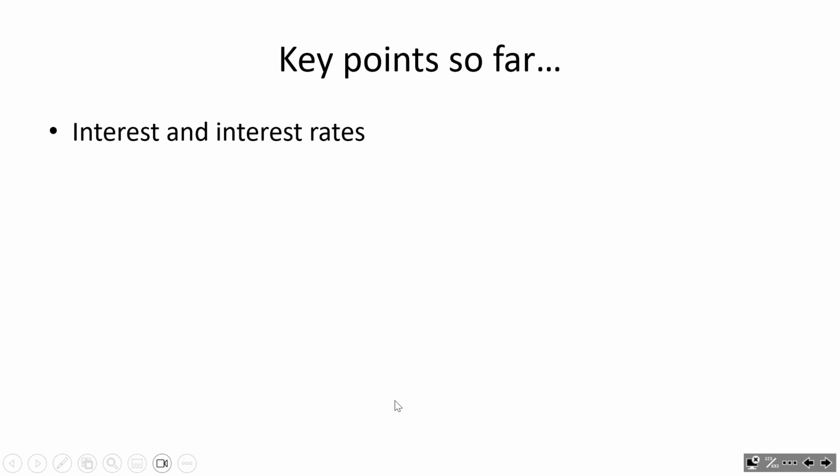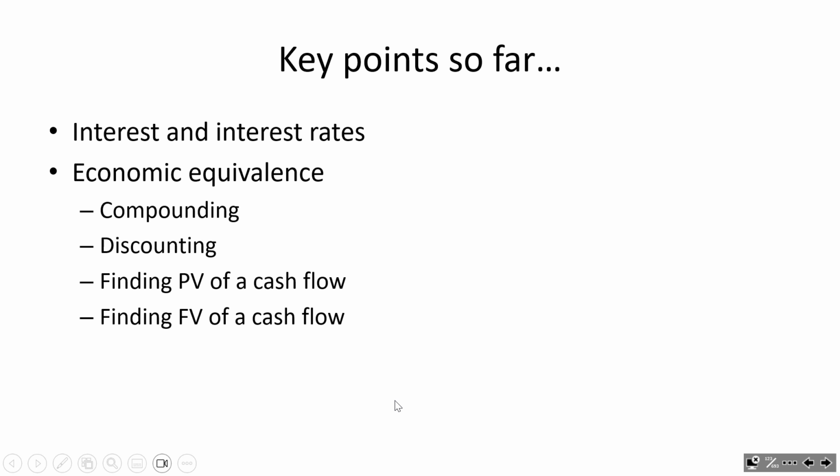So we talked about that in the first week. Economic equivalence is the idea that we can take into account the changing value of money over time and translate present values into an annual series or into future values that, even though the number of dollars aren't the same, their economic equivalence can be determined because we're finding a similar purchasing power in the future. So economic equivalence we talked about, and compounding is when money moves forward in time into the future.